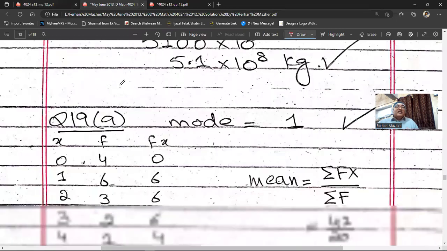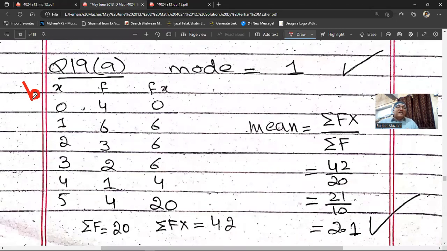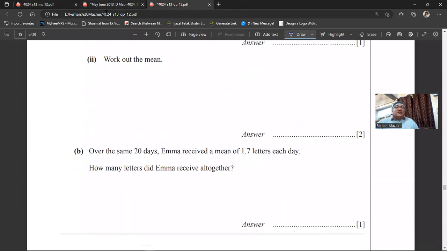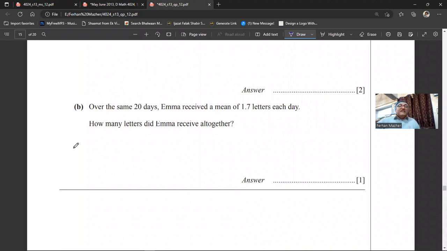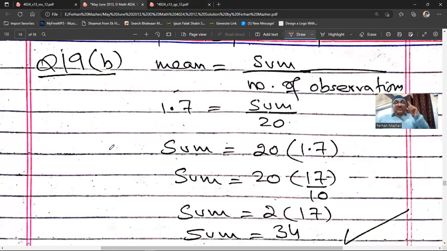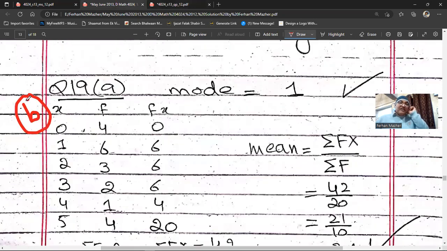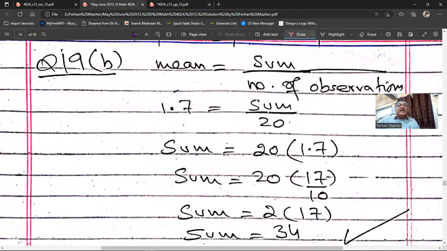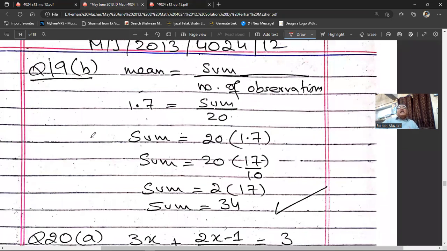Question number 19, B part. Sorry, this is the second part of the A part. Okay, the B part is: over the same 20 days, Emma received a mean of 1.7 letters each day. How many letters did Emma receive? Because the previous one was question number 19, A part, this is the B part we have here.